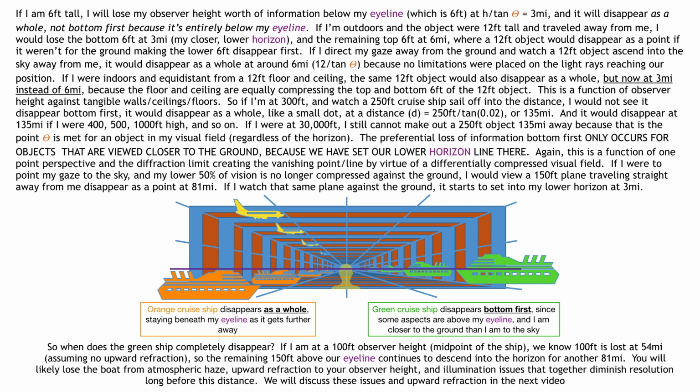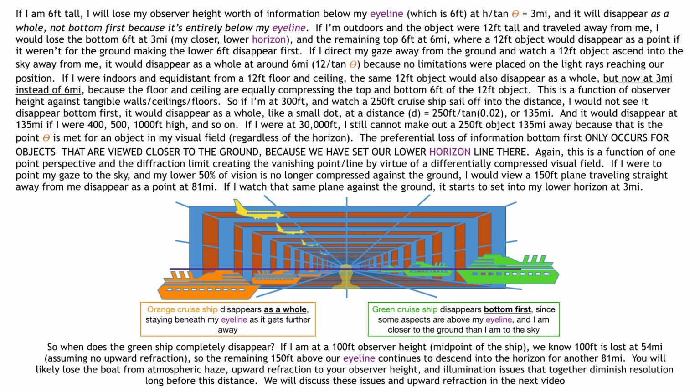Again, you can compress that angle sooner and get that angle to occur sooner against another tangible object, but when looking at essentially no obstructions, theta is the absolute limit. The preferential loss of information bottom first only occurs for objects that are viewed closer to the ground, because we have set our lower horizon line there earlier. So again, this is a function of 1-point perspective and the diffraction limit creating the vanishing point or line by virtue of a differentially compressed visual field.